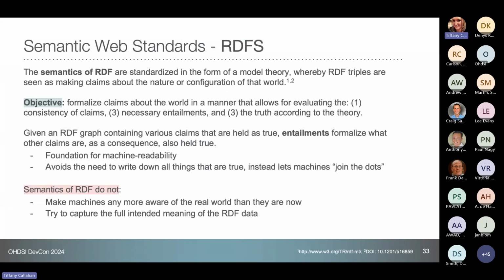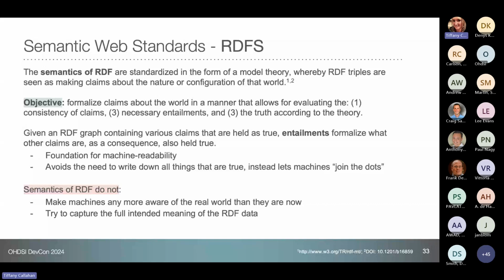Building on top of RDF is RDFS. And RDFS is another important standard of the semantic web. The semantics of RDF are ideally standardized in the form of a model theory, where these RDF triples are seen as making claims about the world. And formalizing claims about the world requires us to evaluate the consistency of them, to be able to produce their necessary entailments, which I'll describe in a second, and then to understand the truth about them according to the theory that's applied to the structure.